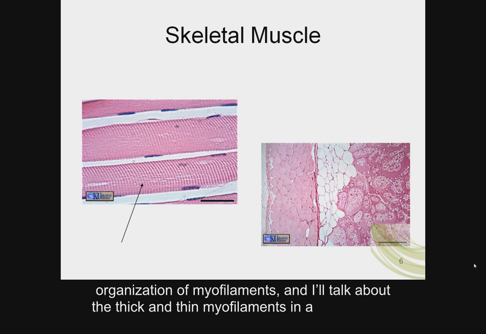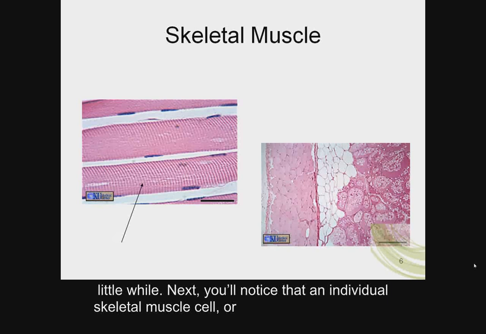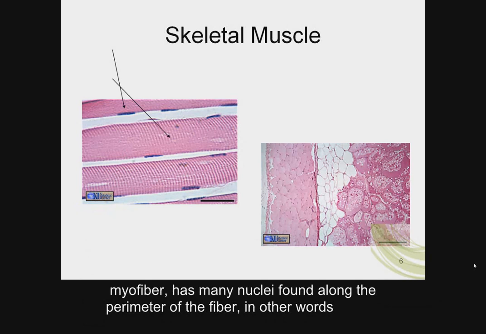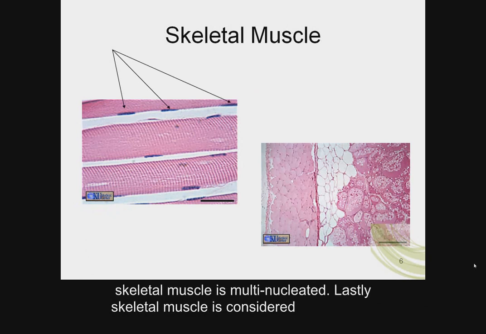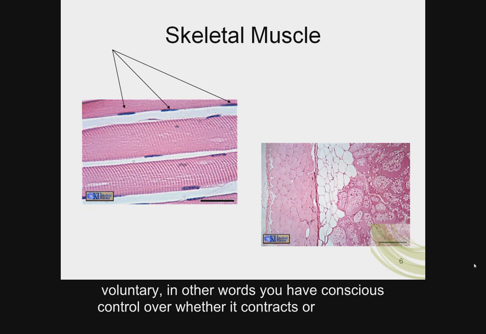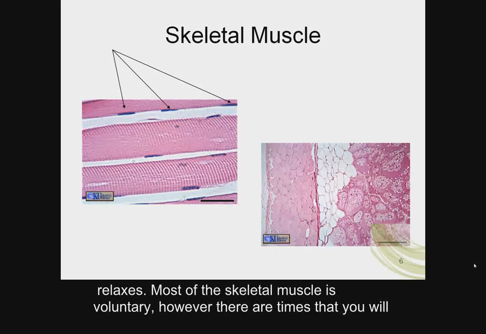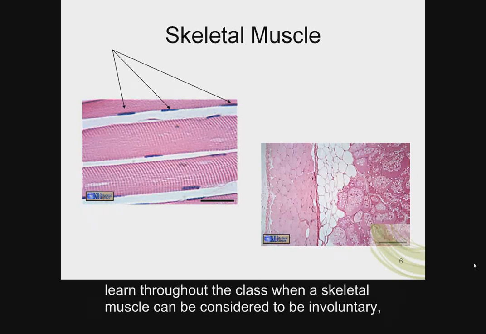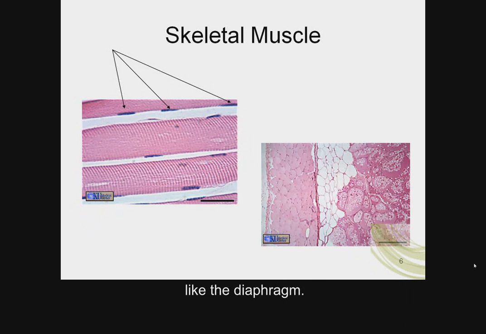Next, you'll notice that an individual skeletal muscle cell, or myofiber, has many nuclei found along the perimeter of the fiber. In other words, skeletal muscle is multinucleated. Lastly, skeletal muscle is considered voluntary. In other words, you have conscious control over whether it contracts or relaxes. Most of the skeletal muscle is voluntary. However, there are times that you will learn throughout the class when a skeletal muscle can be considered to be involuntary, like the diaphragm.